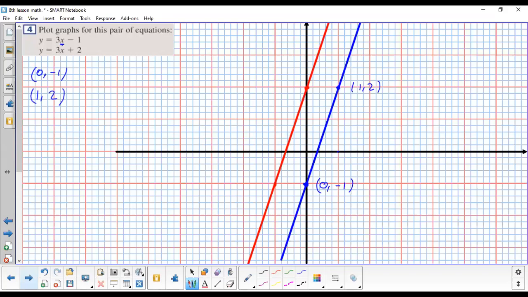You can take other different points, or you can take x equals 2. Doesn't matter. If you take x equals 2, then you will find the result 5, and it will be another point up here. Or you can take -1, for example. If you take -1, then the result will be -4. It doesn't matter which point you take.